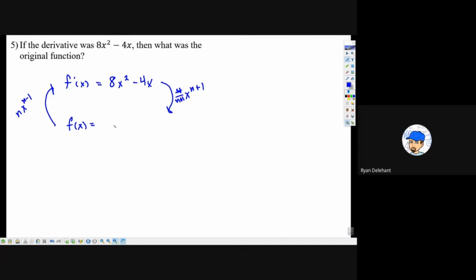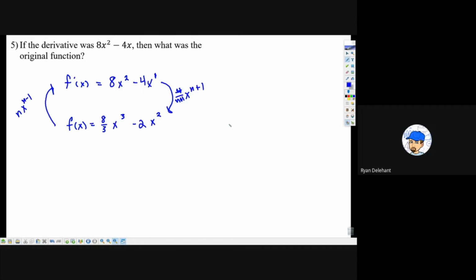So when we do this, we're going to have powers of 3 and 2, because this one was a 1 and this one was 2, so they're going to get one bigger. And this 8 is going to get divided by 3, so we'll just write it as 8/3 because it's nothing nice. But negative 4 gets divided by this 2. Negative 4 divided by 2 is negative 2. So that's one thing that could have given us that derivative.